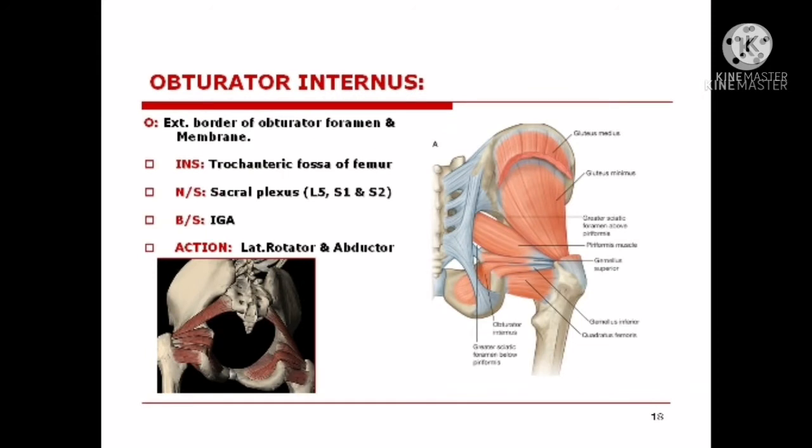The obturator internus arises from the internal border of the obturator foramen of the iliac bone and the obturator membrane. It inserts upon the intertrochanteric fossa at the upper end of the femur, the fossa between the greater and the lesser trochanter. The nerve supply is from the sacral plexus, L5, S1 and S2 segments. The blood supply is from the inferior gluteal artery, and like the other muscles, it is also a hip lateral rotator and also an abductor of the joint.